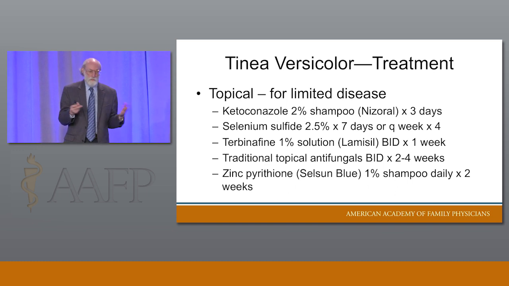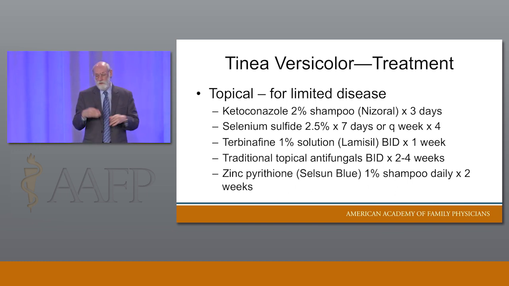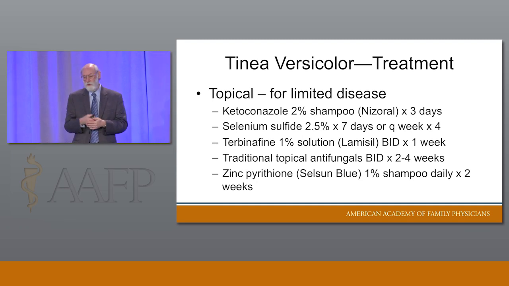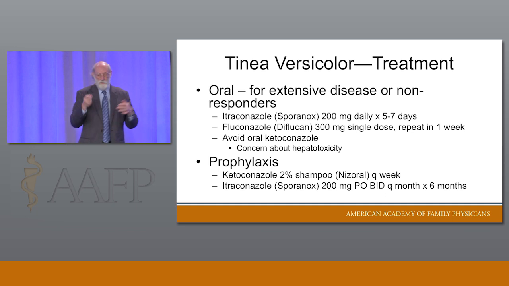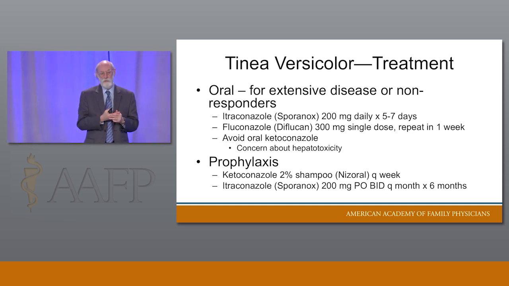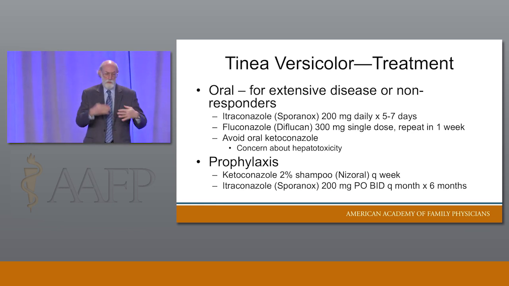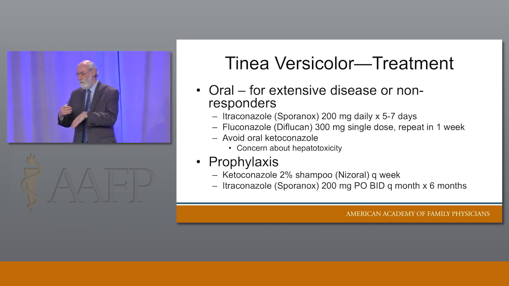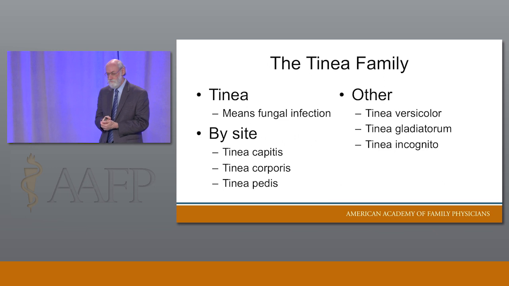How do you treat tinea versicolor? Limited disease, use topical agents, ketoconazole, selenium sulfide, terbinafine do work. If there's more extensive disease or non-responders, you can use oral itraconazole or fluconazole. Don't use oral ketoconazole because of hepatotoxicity. If they have lots of involvement and continue to do so, you can use prophylactic treatment for them.